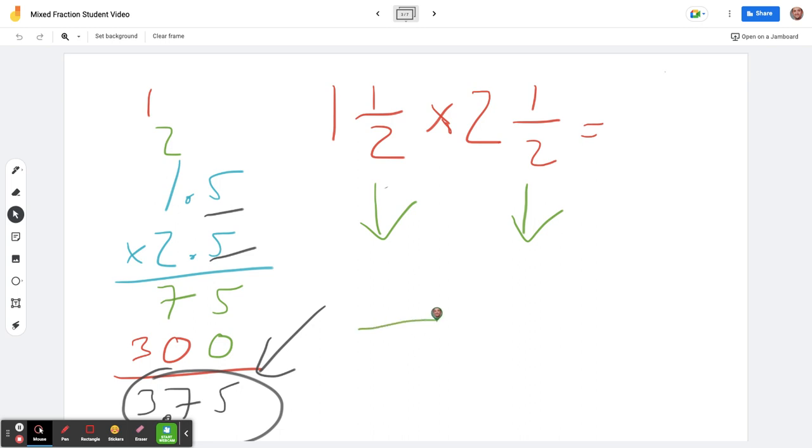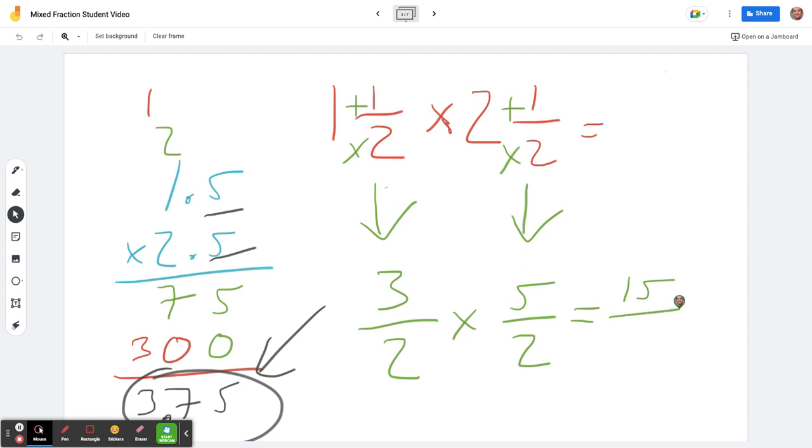So 1 1/2 is 3 halves. We did 1 times 2 plus 1. 2 1/2 multiplied: 2 times 2 plus 1 is 5 halves. Now we can just multiply straight across. You get 15 over 4, sorry. There's no simplifying for this problem. And then to finish the problem, we're going to change it. 4 goes into 15 3 times with a remainder of 3.